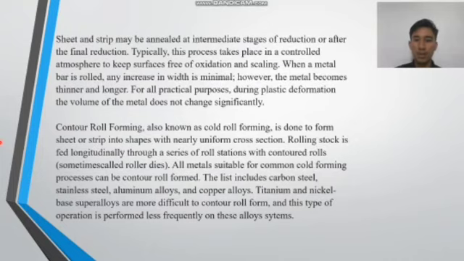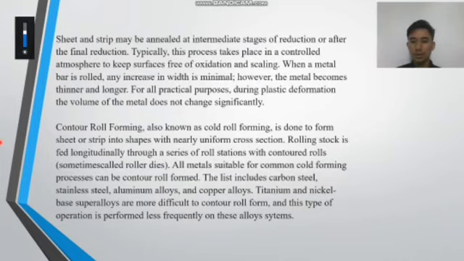When a metal bar is rolled, any increase in width is minimal. However, the metal becomes thinner and longer. For all practical purposes, during plastic deformation, the volume of the metal does not change significantly.